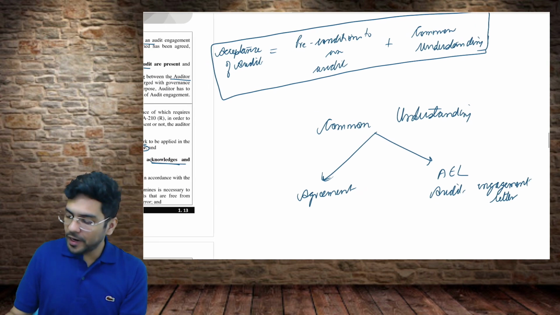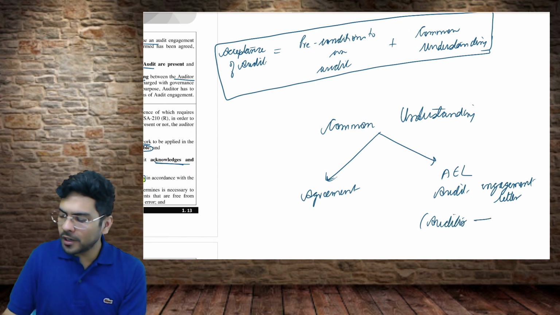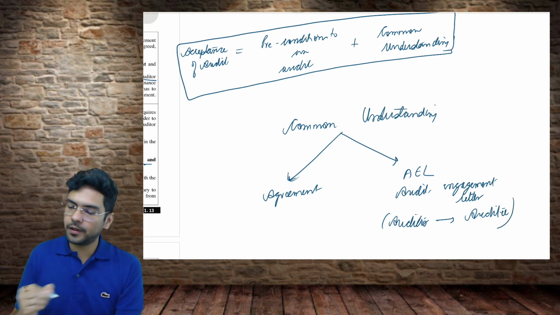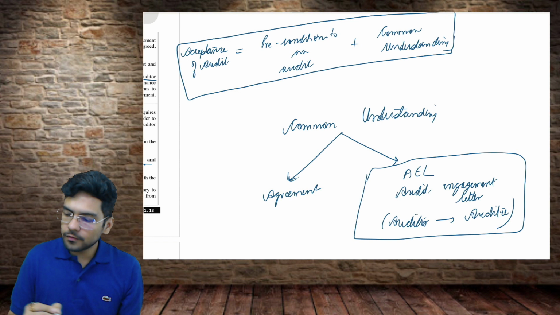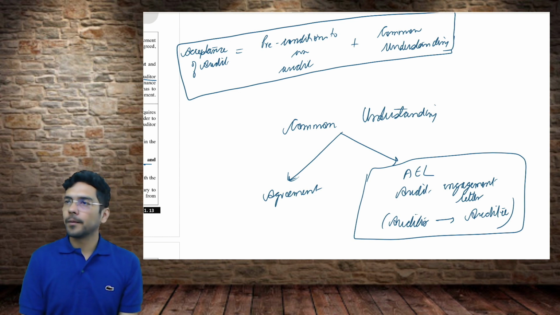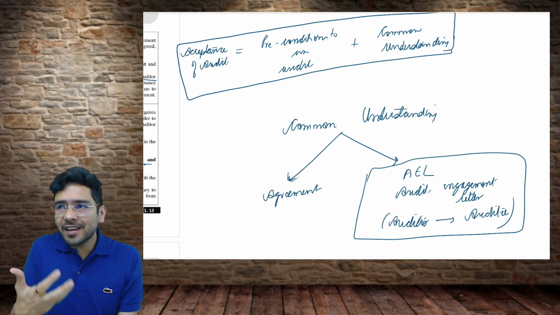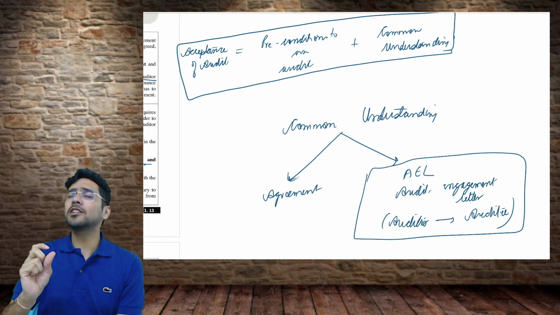Okay, who prepares the audit engagement letter? The auditor prepares it, and whom does he give it to? So can I write it as the auditee? Yes. So this is more acceptable, guys. Common understanding between the auditor and the auditee can be developed either through formal agreements or through just a letter. That letter is called what?